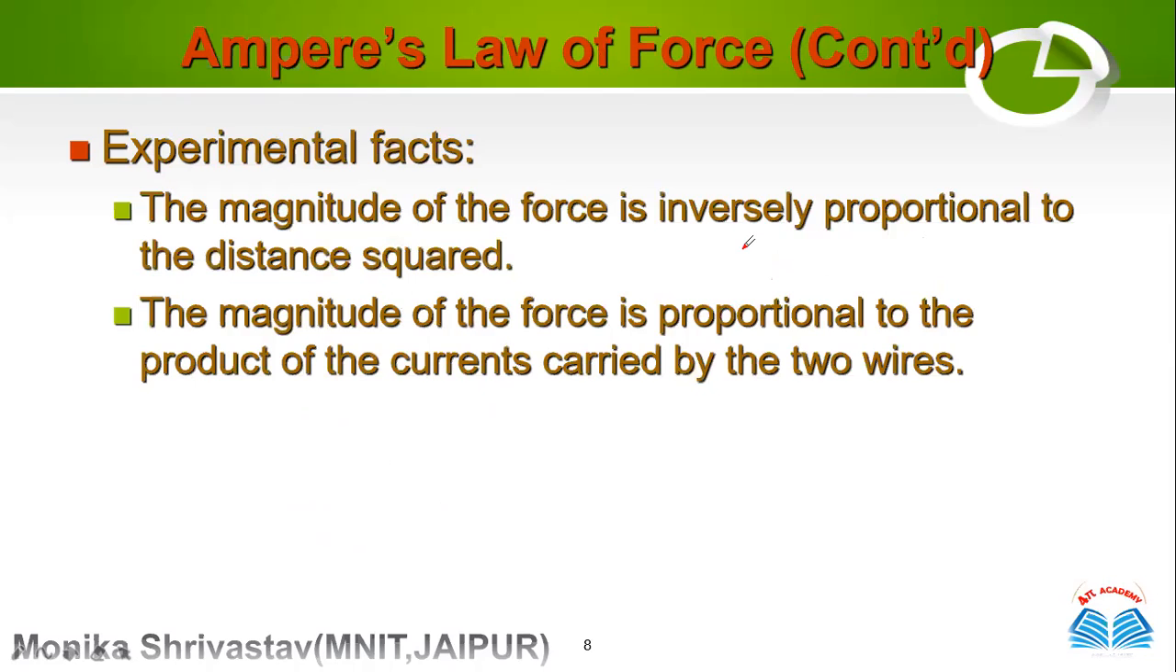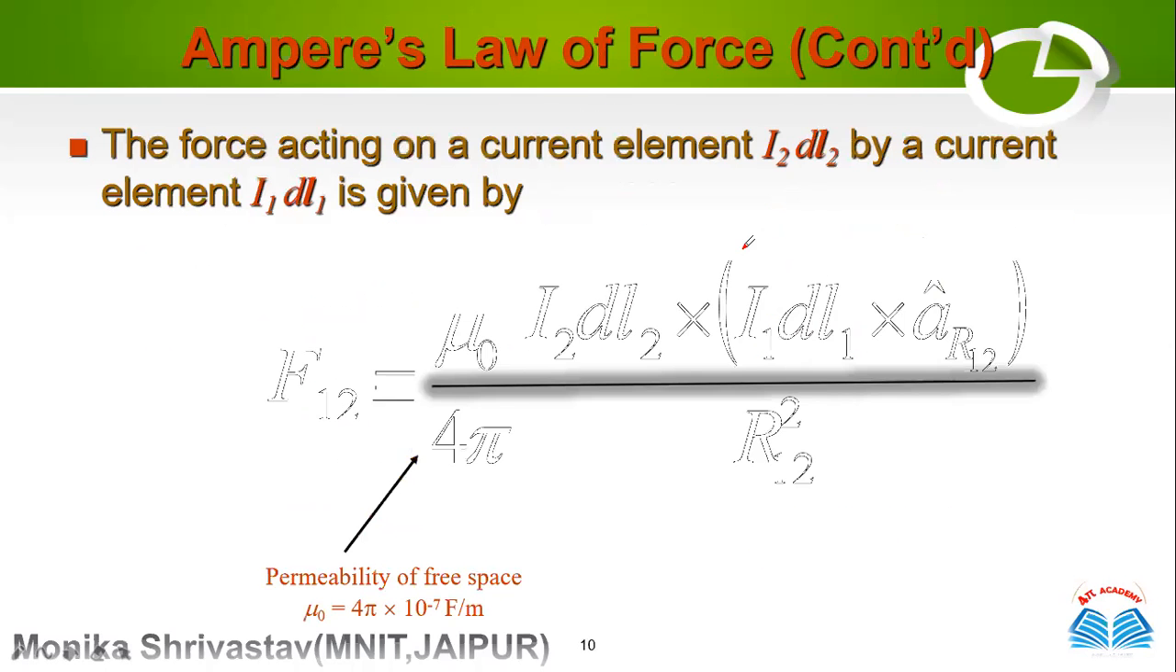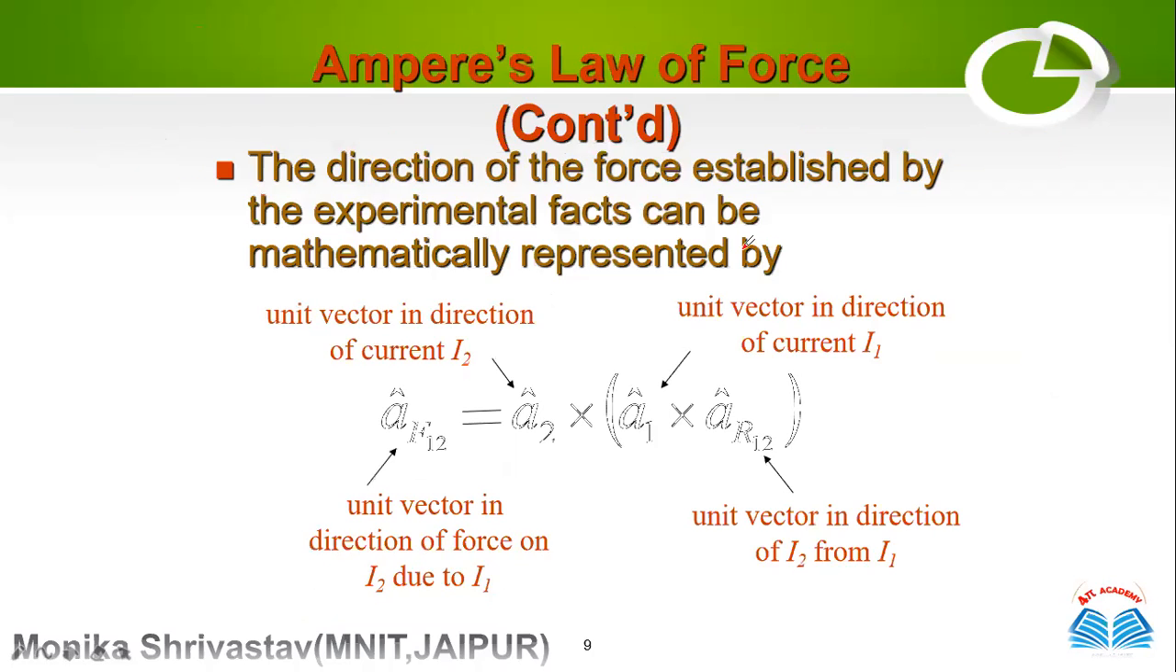So the experimental facts for Ampere's law of force are: the magnitude of force is inversely proportional to the distance squared, and the magnitude of force is proportional to the product of currents carried by the two wires. When we are talking about the law, we are considering some direction so that we can establish or assume any force between them.